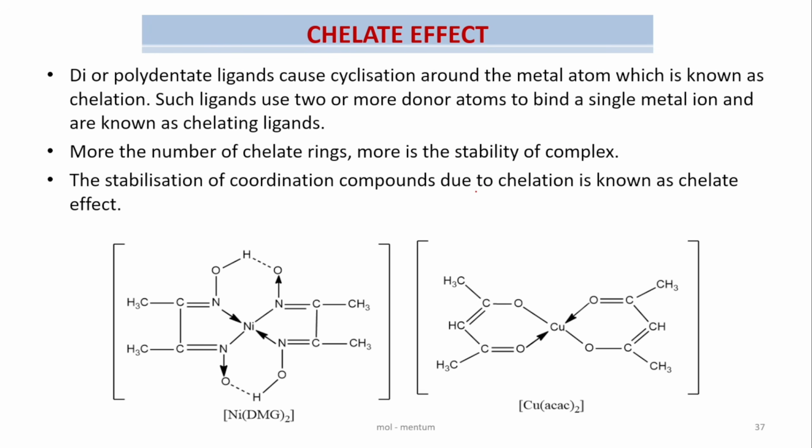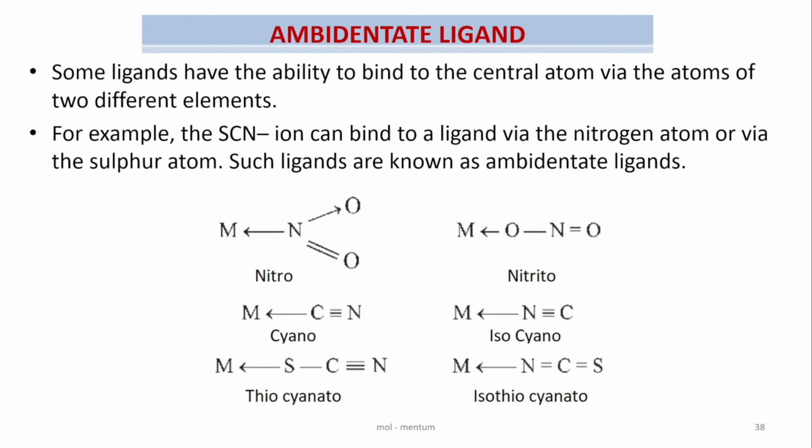Chelate effect. Chelate effect means whenever there is formation of a ring, and the formation of a ring is called chelation, the more the number of chelate rings, the more is the stability of the complex. This is important. More ring formation, more stability of the complex.